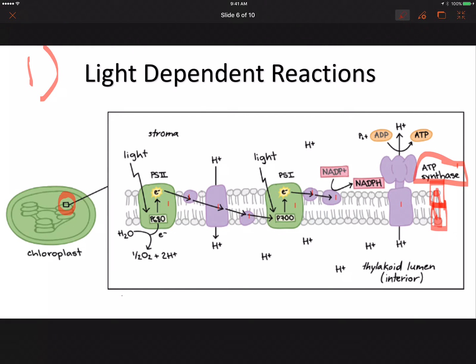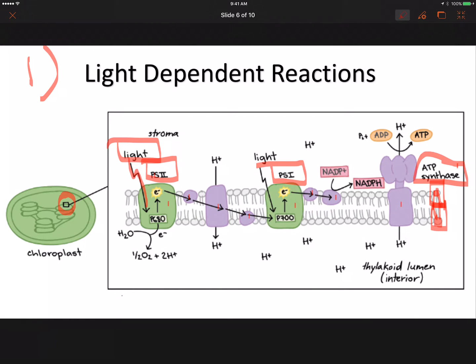So looking at our light-dependent reaction, we're going to focus on these 2 green enzymes. They are called photosystems, PS. So we have PS2 and PS1. And these photosystems capture our sunlight. So they are green, and they are what capture the energy from the sun.